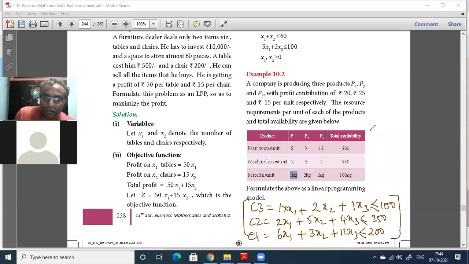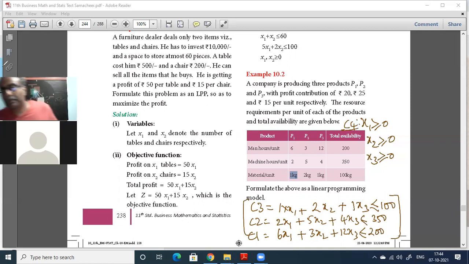Then the non-negativity constraints. X1 should be greater than or equal to 0. The number of units of product 1 produced should be greater than or equal to 0. The number of products P2 produced should be greater than or equal to 0. The number of products P3 produced should be greater than or equal to 0. So C1, C2, C3 constraints plus this is C4. This is common to all problems. The final constraint in all your problems will be the non-negativity constraint. Once you do that, you have finished the model.